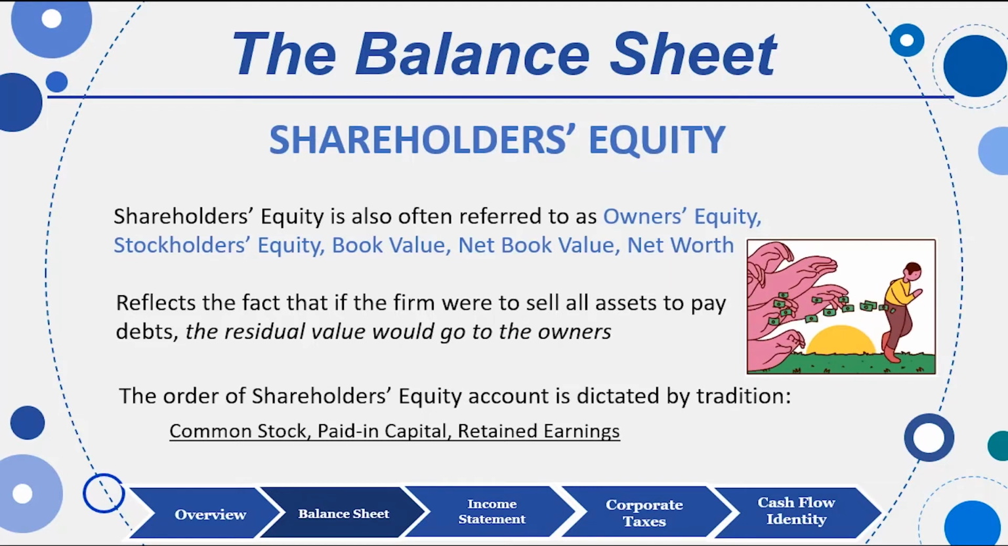Now, this one has about 5 or 6 different names. You may see shareholders' equity marked down as owner's equity, stockholders' equity, book value, net book value, or net worth. You need to know that all 5 of those items mean shareholders' equity. Same thing, assets minus liabilities. So how do I calculate net worth? Assets minus liabilities. How do I calculate net book value? Assets minus liabilities. How do I calculate shareholders' equity, stockholders' equity?